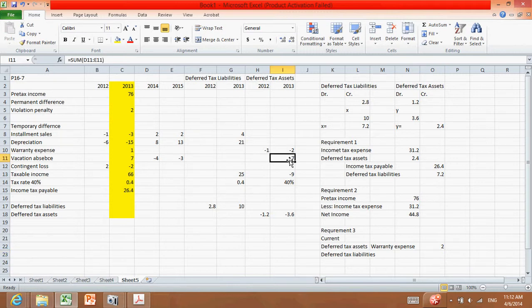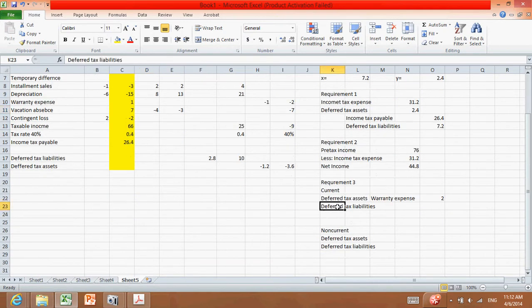Therefore, I create another row of vacation absence of $4 million, sorry. In the non-current one, I have a vacation absence of $3 million. So those are assets. How about my liabilities?